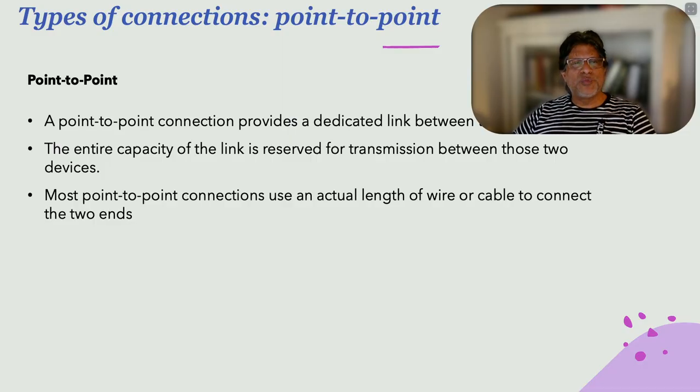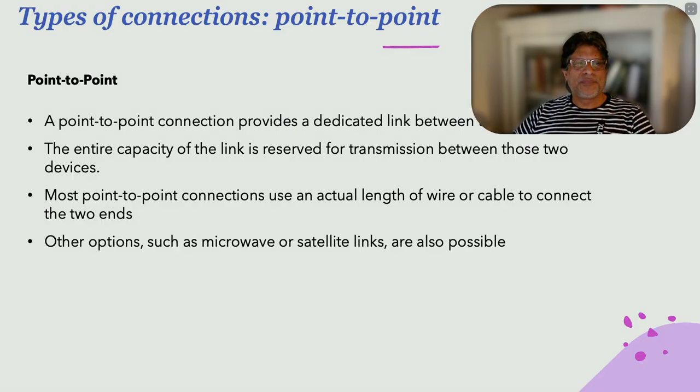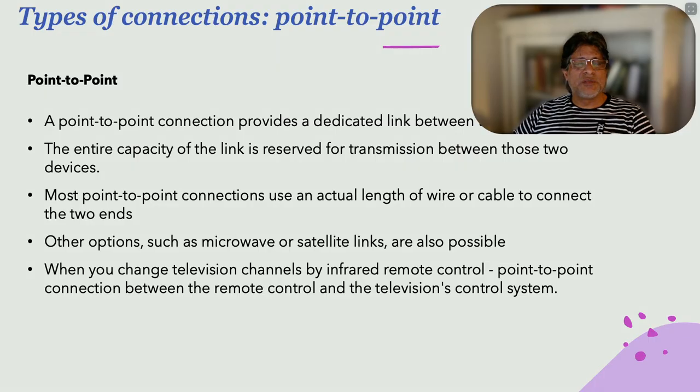Now, most point-to-point connections use an actual length of wire or cable to connect the two ends. Other options, such as microwave or satellite links, are also possible. That could sometimes be in a point-to-point connection as well. For example, when you change television channels by your infrared remote control, that's a point-to-point connection between the remote control and the television's control system.